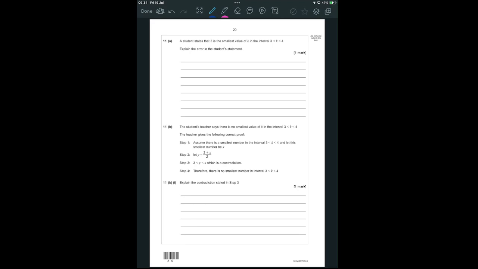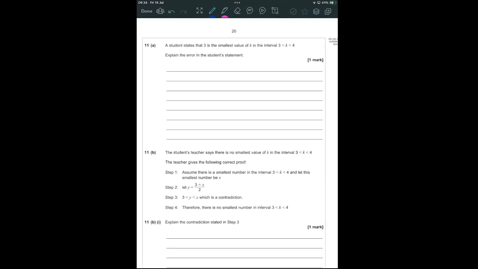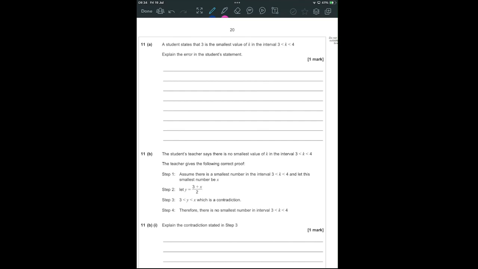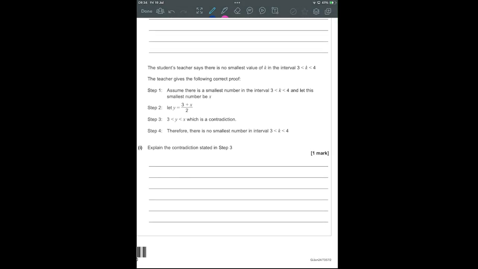Moving on to question 11. A student states that 3 is the smallest value in that interval. Explain the error. 3 is not in the interval, as k is greater than 3. 3 is not greater than 3. So 3 is not the smallest value in there because it can't be. It's not in there. Student says that there's no smallest value.